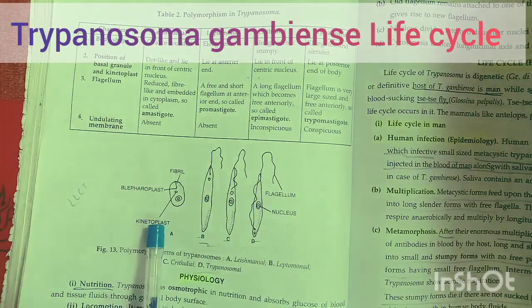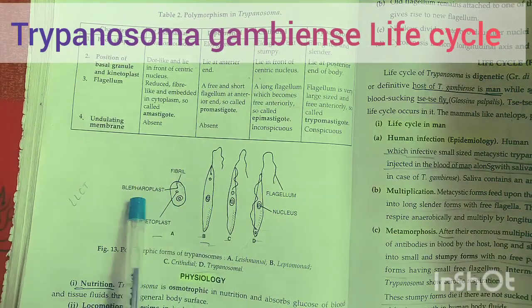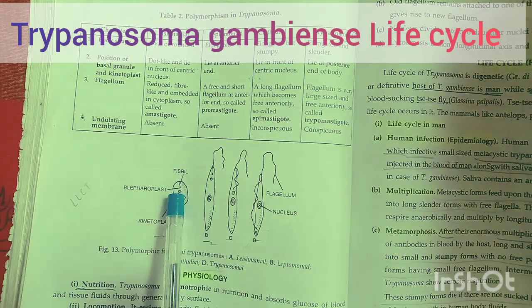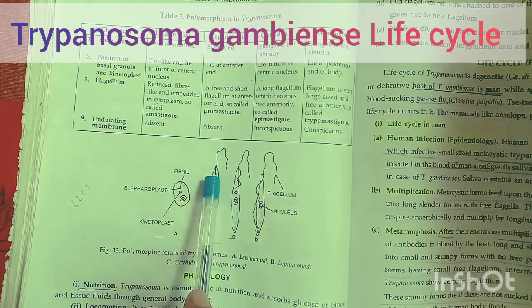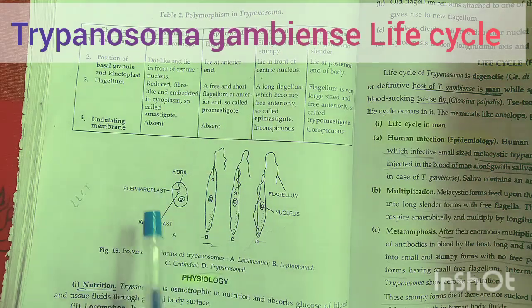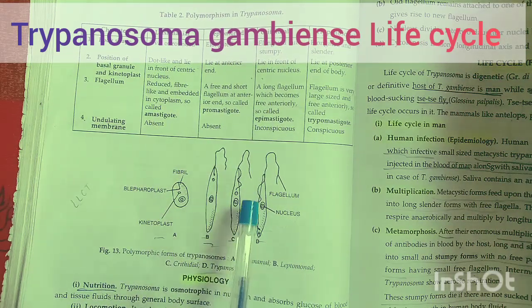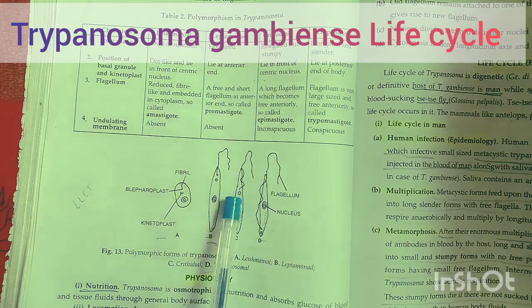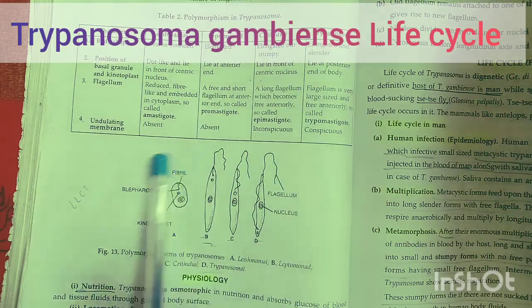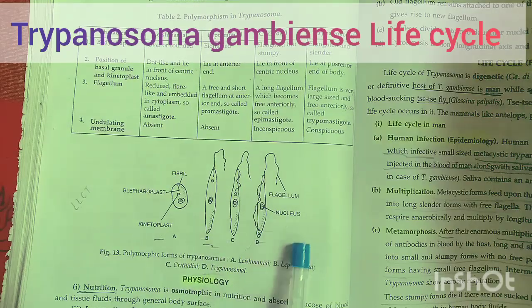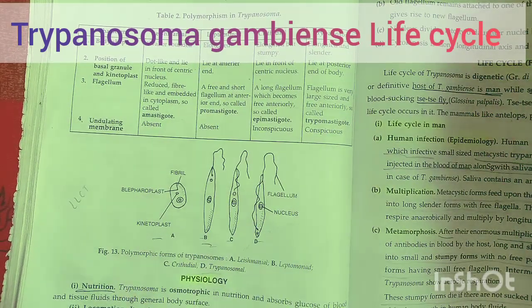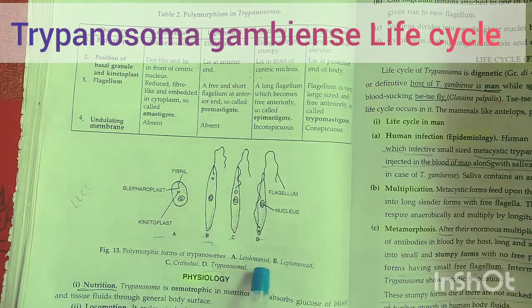So this is the leishmanial. In this, the fibril, blepharoblast and kinetoplast are located here, but in the leptomonad the kinetoplast is located here, and in the crithidial the kinetoplast is located here. So the location of the kinetoplast shows the 4 types of polymorphic structures. So this is the Trypanosoma. And this is the leishmanial.